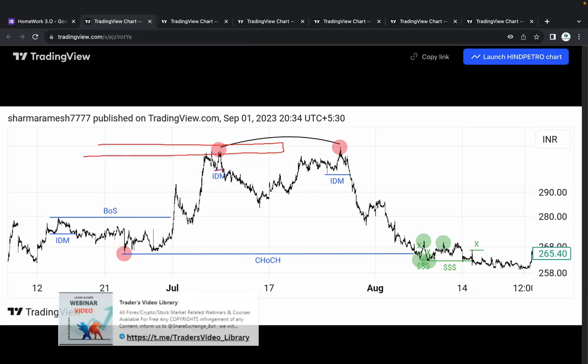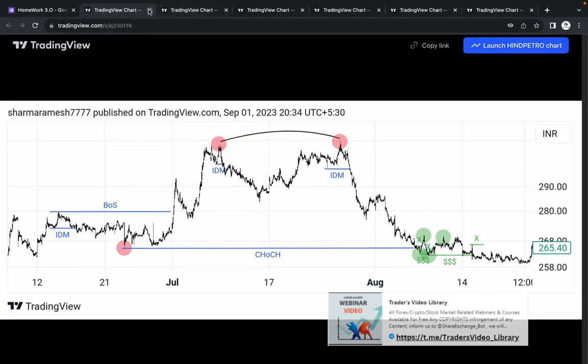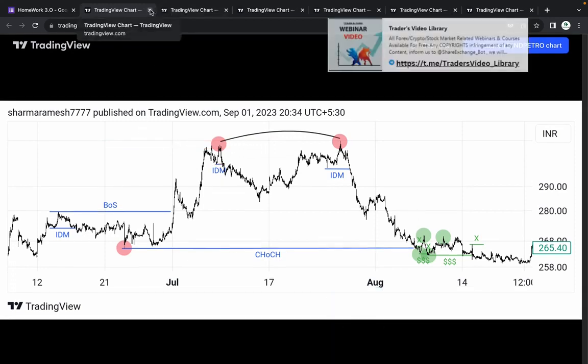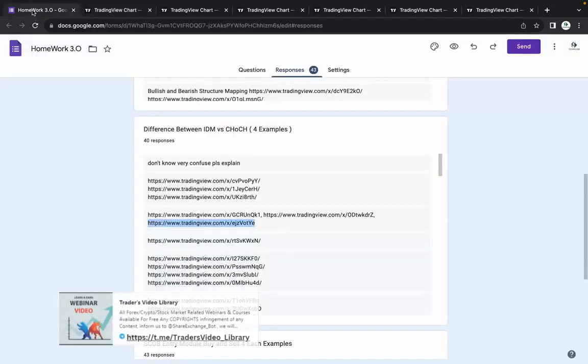I hope this concept is clear to you about differentiating between chalk and inducement, because so many members are confused about identifying where is chalk and where is inducement. That's why this is important for you.